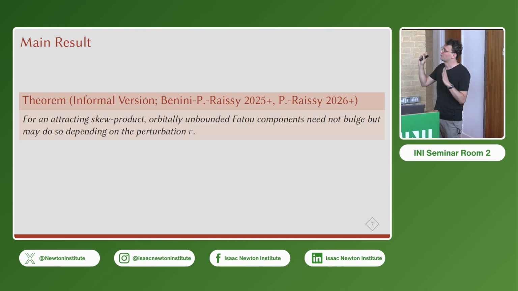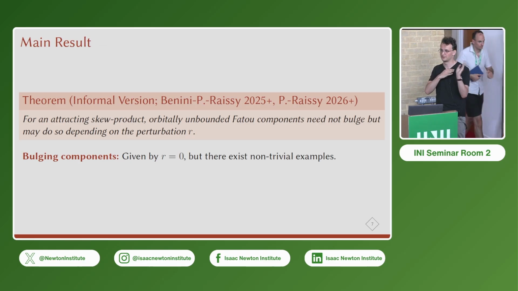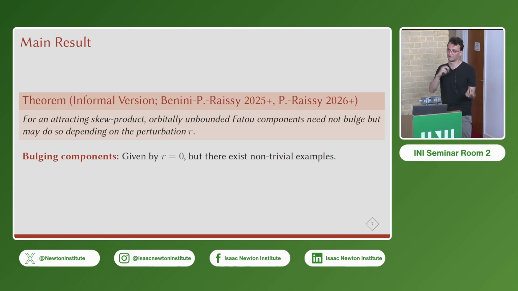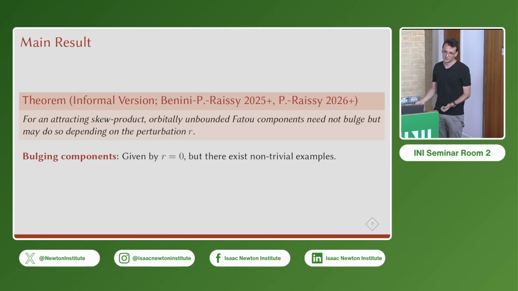So here, for orbitally unbounded Fatou components, it's always going to depend on our specific perturbation. And I want to talk about the bulging and the non-bulging part separately, and the bulging part is not what I want to focus on. So the easiest example is if you just assume that your perturbation is 0. Then you have a direct product, so the variable doesn't see the W variable and vice versa. So if you have just a direct product, you always have bulging dynamics, which, well, it's a trivial example, but maybe not the most interesting example.